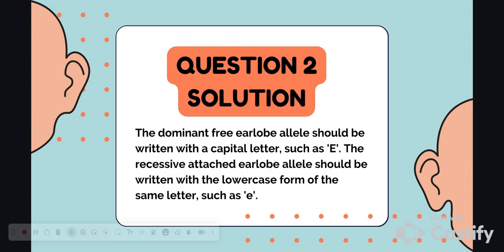The dominant free earlobe allele should be written with a capital letter such as capital E. The recessive attached earlobe allele should be written with the lowercase form of the same letter, such as the lowercase e.